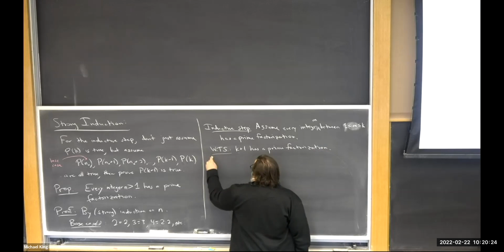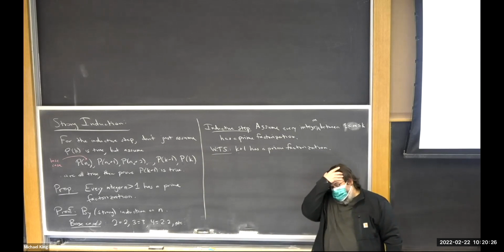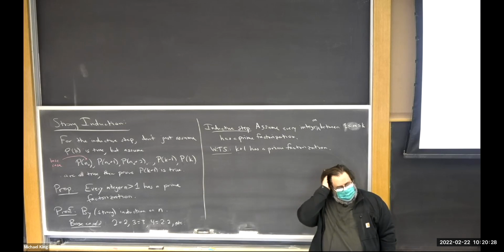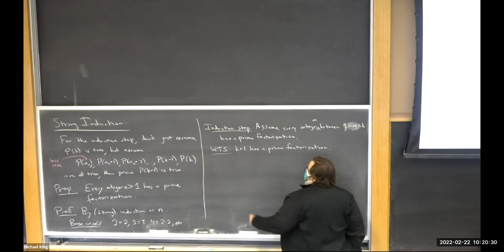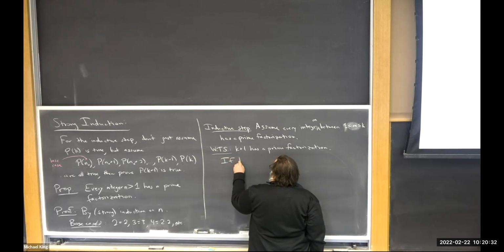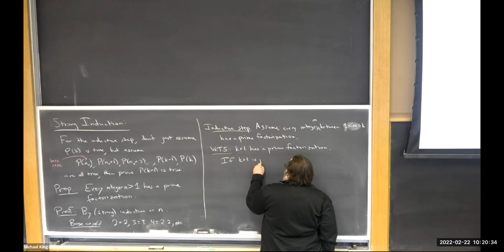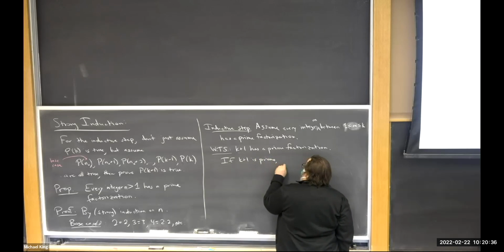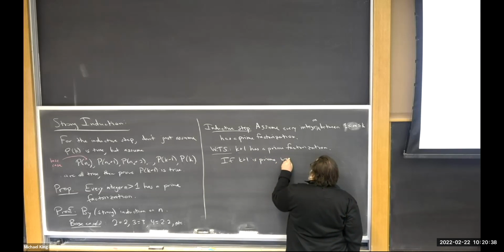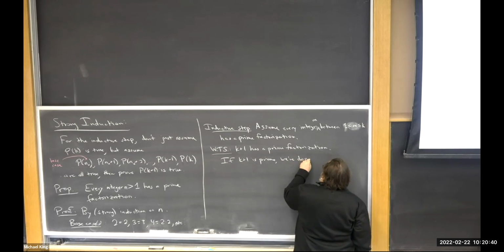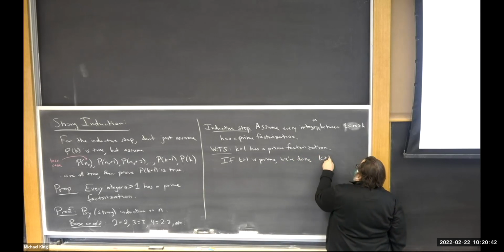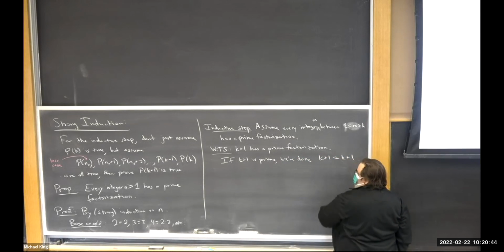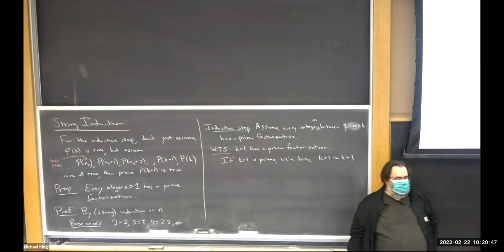Okay, and then there's kind of like 2 cases. Either k plus 1 is prime or it's not, right? If k plus 1 is prime, we're done, because k plus 1 equals k plus 1. Right, kind of like I wrote 2 equals 2 down there.